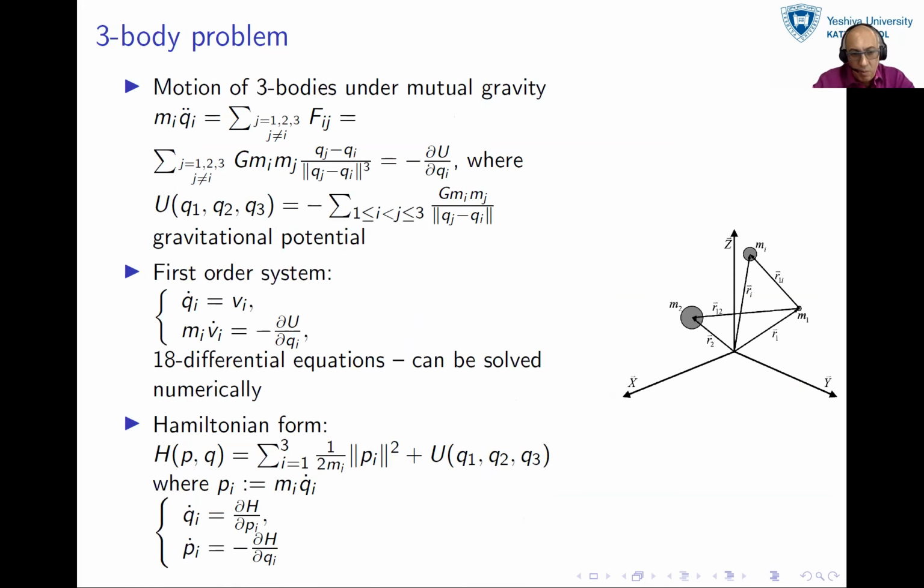This system of differential equations describing the relative motion of the bodies is a Hamiltonian system. You do an appropriate change of coordinates, or coordinate transformation, and you can write the motion of the three bodies as a Hamiltonian system, as we said before. So you have energy conservation.